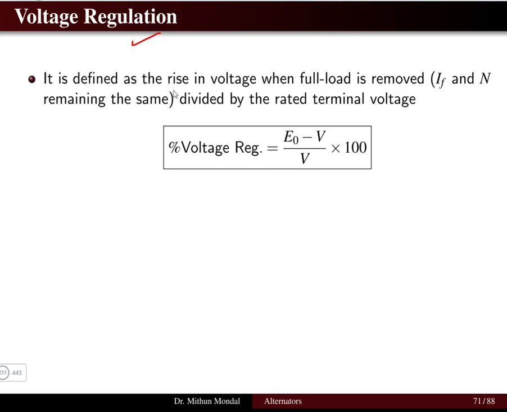So voltage regulation is defined as the rise in voltage when the full load is removed, keeping the field current and speed the same, divided by the rated terminal voltage. In terms of mathematical derivation, the voltage regulation is defined as the difference between the no load voltage and the full load voltage, as a ratio to the full load voltage, multiplied by 100 to convert it into percentage.